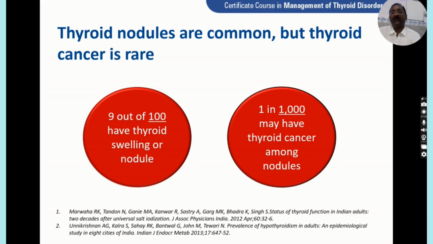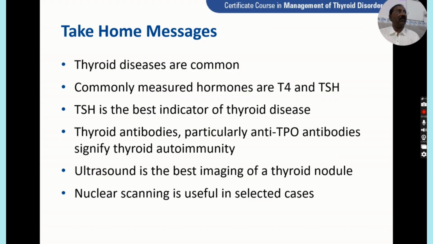9 out of 100 have a thyroid swelling or nodule. 1 in 1000 may have thyroid cancer among the nodules. So, take-home messages from part 1 of our thyroid. Next week also we will continue with the thyroid. Are thyroid diseases common or uncommon? Common. Commonly measured hormones are TSH and free T4.